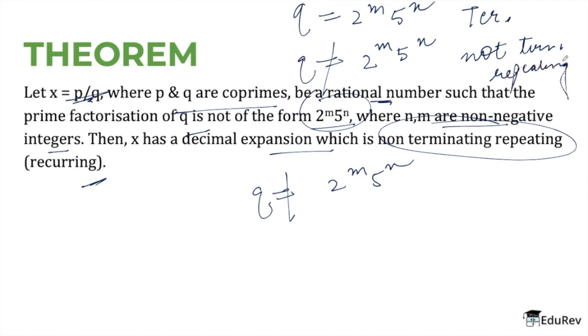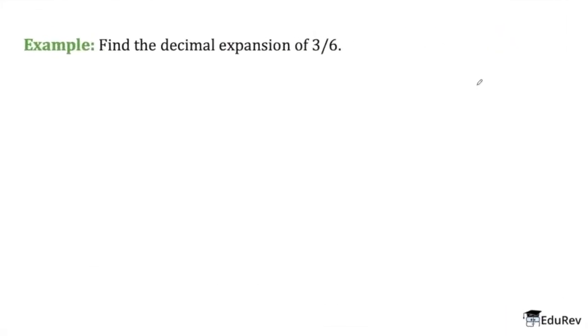So it will be what? It will be your repeating. So I hope you understood these two theorems. So let's solve a question to understand this all. Okay. So first of all, we need to find the decimal expansion of 3 by 6.